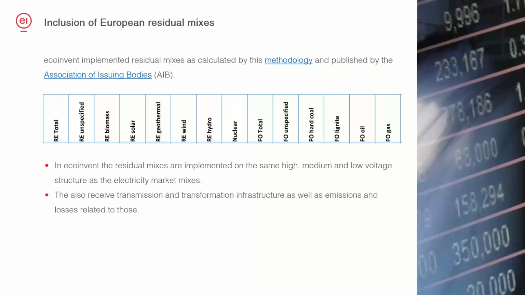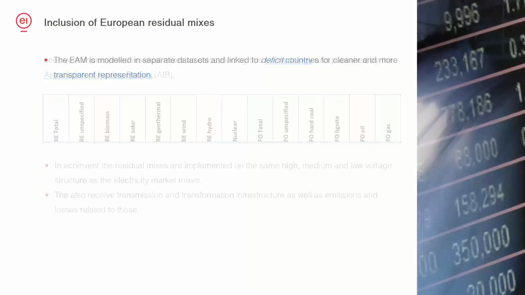The residual mixes were implemented on the same voltage levels as the electricity market mixes, and the residual mixes also include the same inputs for infrastructure, emissions, and losses as the electricity market mixes. The European attribute mix itself is modeled in separate datasets and linked to the residual mix datasets for better segregation of the two concepts.